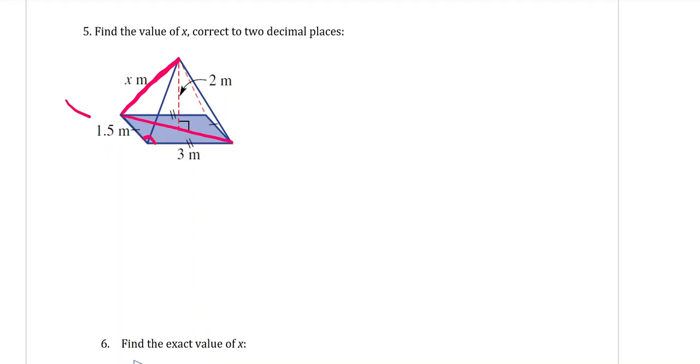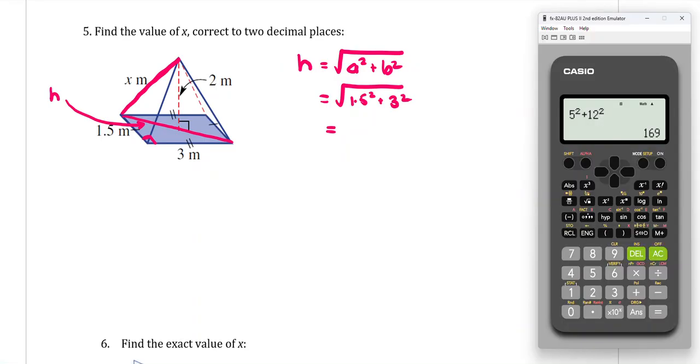Which means if I use Pythagoras' theorem, that full side there, I'm going to call h. I can find that side first. Finding h with my formula: h equals square root of a squared plus b squared. Subbing in, I would get 1.5 squared plus 3 squared. Okay, that equals 1.5 squared plus 3 squared equals.